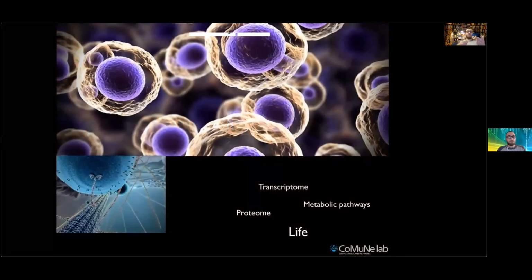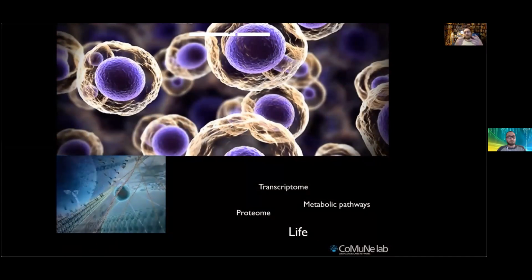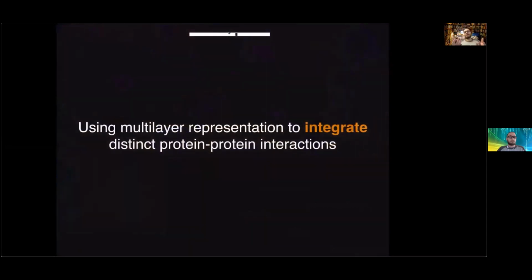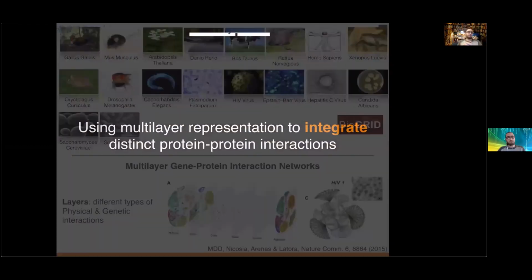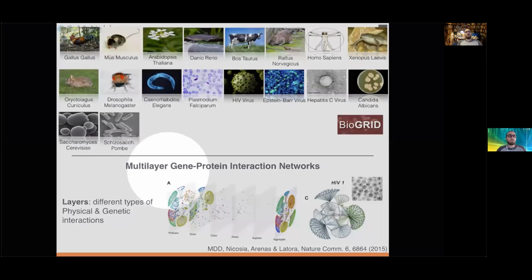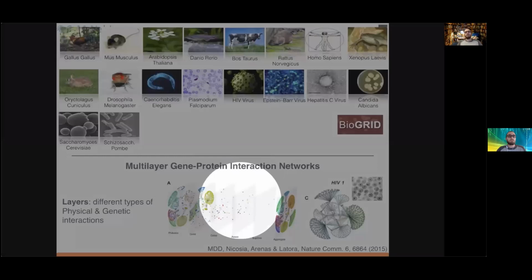Let's start from life. Broadly speaking, here we can ask how one can use the multi-layer representation to integrate, for instance, distinct types of protein-protein interactions. We have used a huge repository, very well known in biology and bioinformatics, and here layers encode the different types of physical and genetic information. Here there is an example for the case of HIV-1, the virus of AIDS.